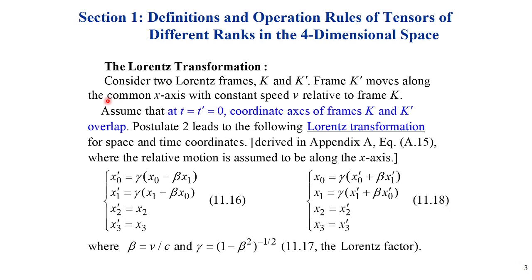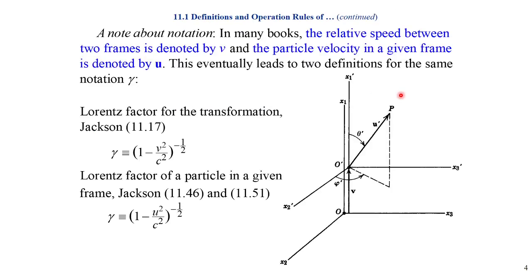with constant velocity v relative to frame K, just like this one. We have K prime move relative to the old frame, K frame, with a relative speed v, in a common x-axis. We have x, we have y, and we have z.